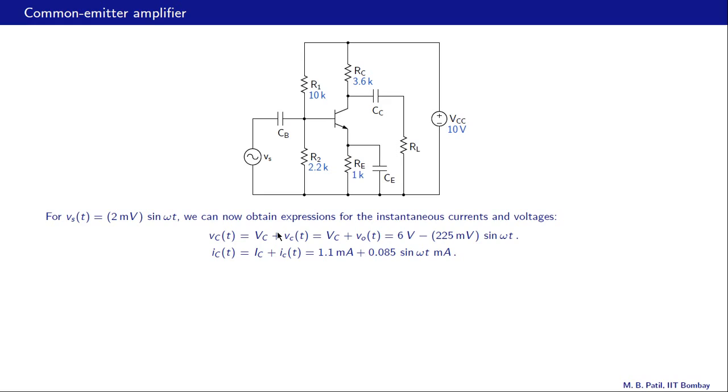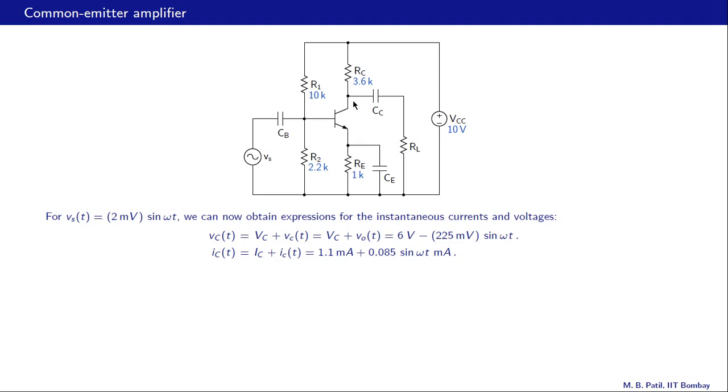We can now obtain expressions for the instantaneous currents and voltages. In particular, we are interested in the output voltage or the voltage at the collector, and that would be the DC value plus the AC vc of t. The bias value VC we have already seen earlier for this example is 6 volts, and the signal value we have calculated to be minus 225 millivolts times sin omega t. So that is the total instantaneous voltage at the collector.